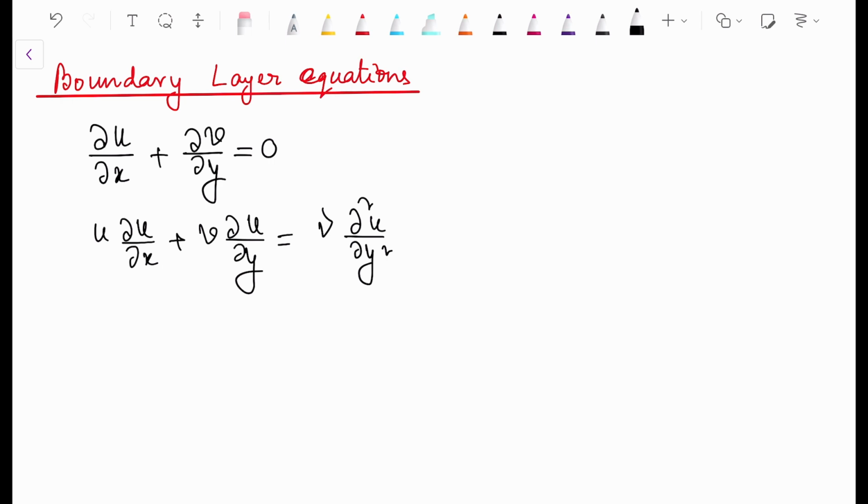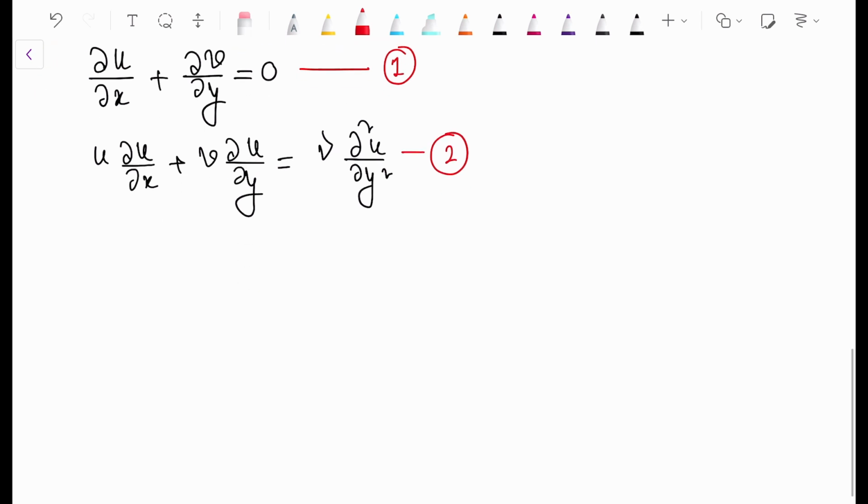So I have derived these equations. Let me number the equations like 1 and 2. And the y momentum equation boils down to del p del y is equal to 0, right?